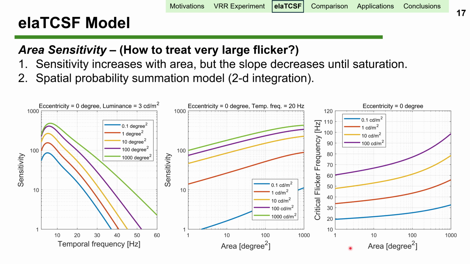For our third motivation, we utilize the spatial probability summation model to account for very large area stimuli, which operates similarly to a two-dimensional integration. The results are shown in the figure.